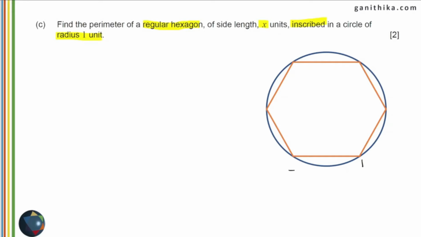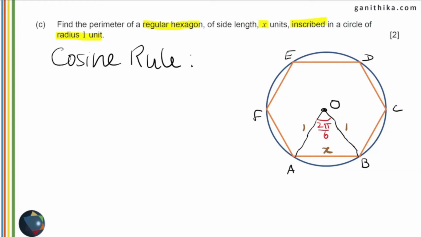You know that you can cut this into 6 isosceles triangles, and one of the isosceles triangles will look like this. You know that the center angle is going to be divided by 6. Therefore, it is 2 pi over 6, which is also equal to pi over 3. The isosceles triangle has the sides 1, 1 and x, with the angle pi over 3. You also need x because the perimeter of this hexagon is going to be 6x. Therefore, let's use the cosine rule to find the x value here.